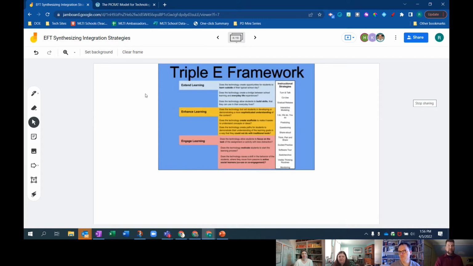And in my last session, we talked about this one and the resources online and how much they have dedicated towards it. They have a lot going for it. And it kind of categorizes things into three sections of extend, enhance, and engage. But it really focuses more on how the technology is being used and how it relates to the goals of the unit or of the lesson.